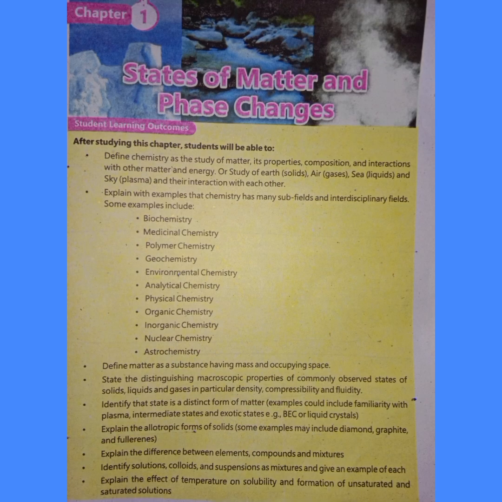If we continue with chapter number 1, its name is states of matter and phase changes. The SLOs covered in this chapter are: define chemistry as the study of matter, its properties, composition and interaction with other matter and energy. In this chapter, explain with examples that chemistry has many subfields: biochemistry, medicinal chemistry, polymer chemistry, geochemistry, environmental chemistry, analytical chemistry, physical chemistry, organic chemistry, inorganic chemistry, nuclear chemistry, astrochemistry. Matter, its definition and its properties are also discussed.